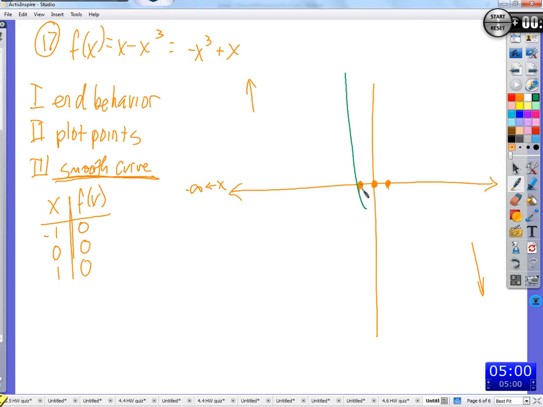Okay. So I need to come through this point, which I didn't do very well. I come from top left, through this point, through this point, and through this point, and then go down in this direction. A reasonable looking graph. Your graph might look a little different. It might look like this.